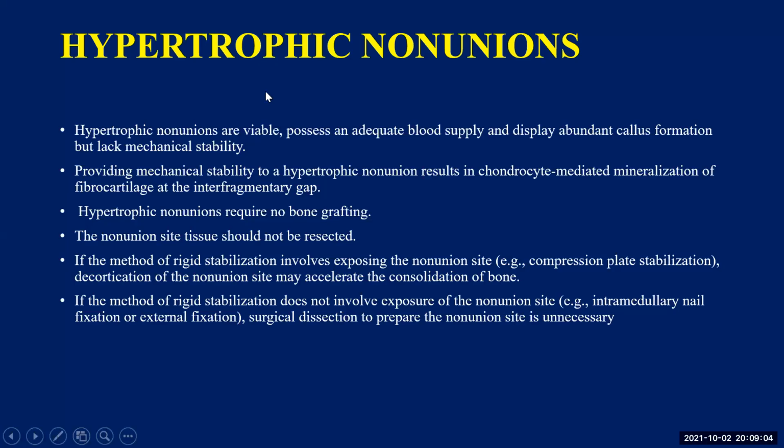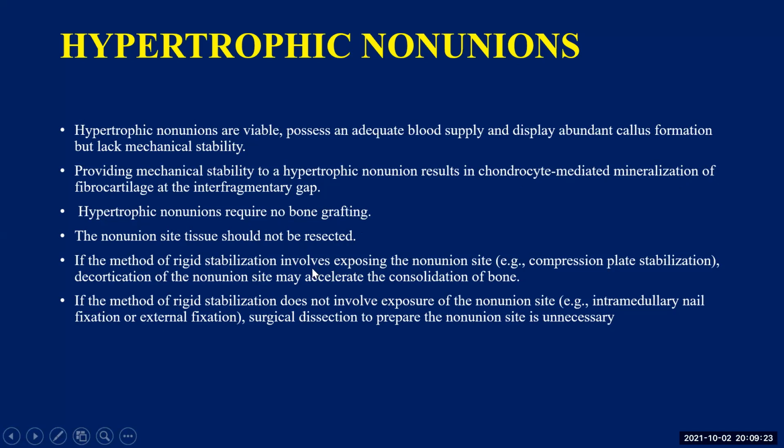The AO concept of non-union treatment is stable fixation, decortication, bone grafting, leaving the non-union tissue undisturbed for hypertrophic non-unions, and early return to function. Coming on to treatment of hypertrophic non-unions, provide mechanical stability. This causes an increase in chondrocyte-mediated mineralization of fibrocartilage. They require no bone grafting. The non-union site should not be resected.